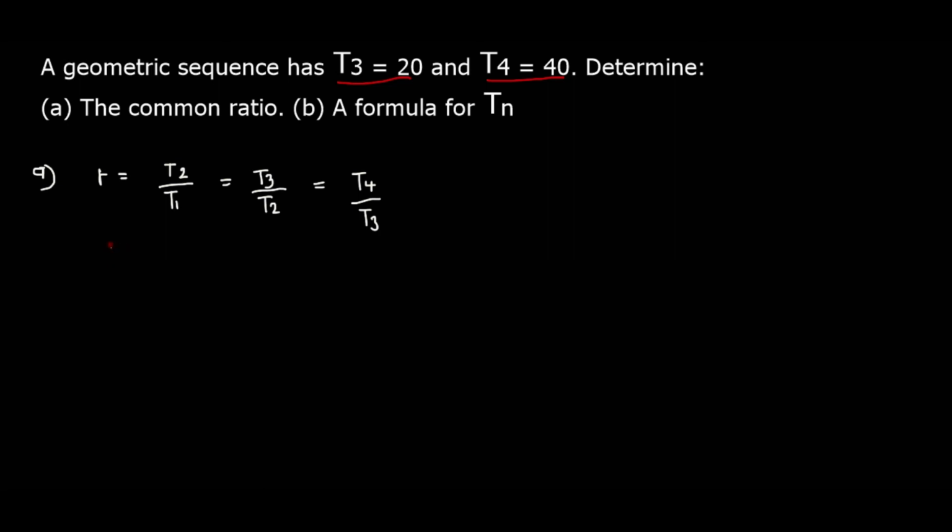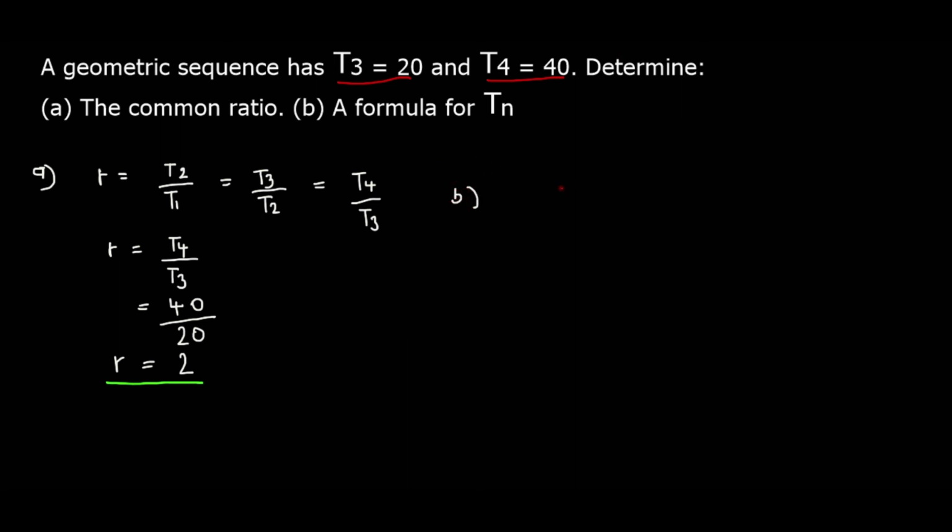Then to answer number A, R is equal to T4 over T3. T4 is 40 and T3 is 20. Therefore 40 divided by 20 is 2. So this is the answer for number A. Our R is 2. Now let's go to number B.